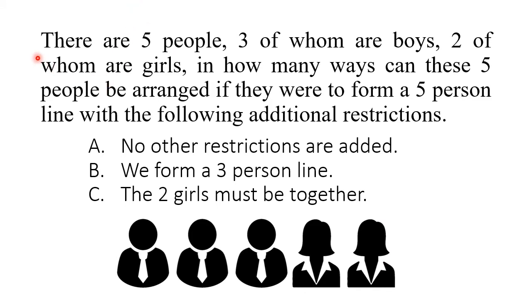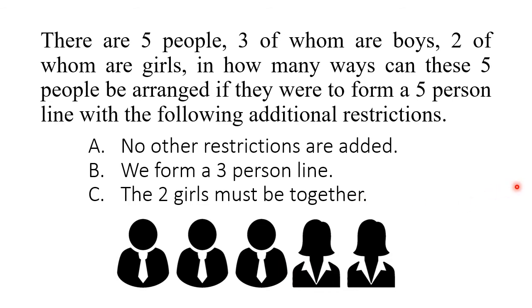Practice exercises. There are 5 people, 3 of whom are boys, 2 of whom are girls. In how many ways can these 5 people be arranged if they were to form a 5-person line with the following additional restrictions? A. No other restrictions are added. B. We form a 3-person line. C. The 2 girls must be together. The 2 girls here must be together.